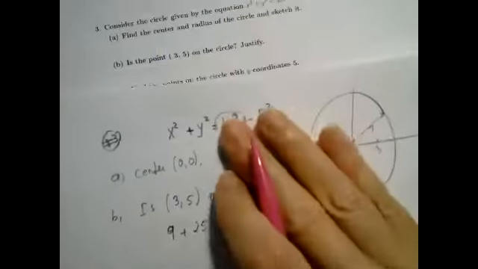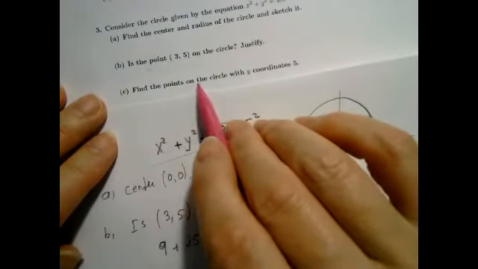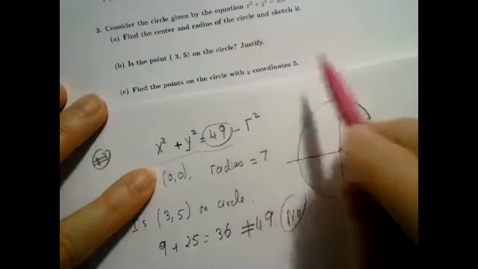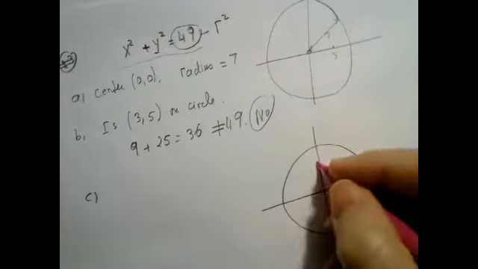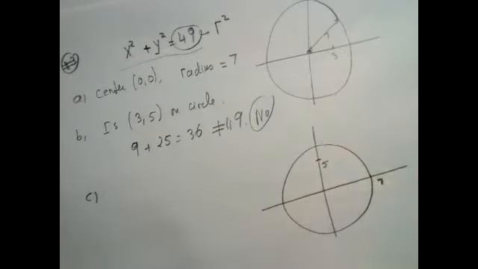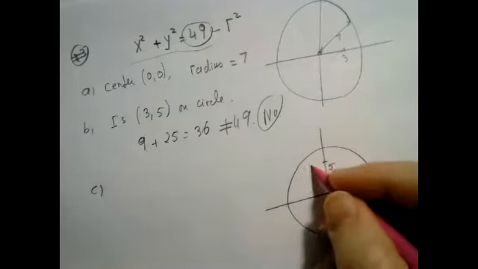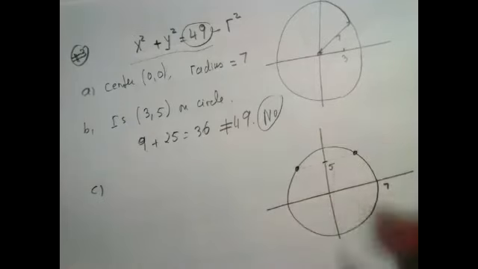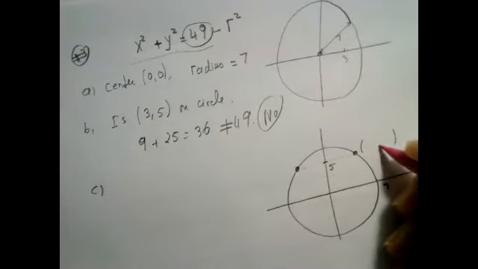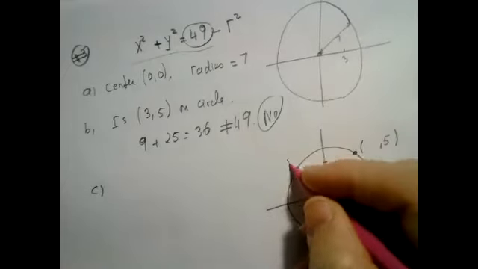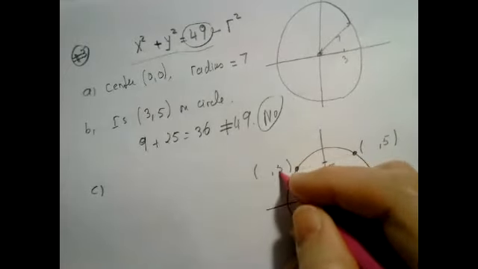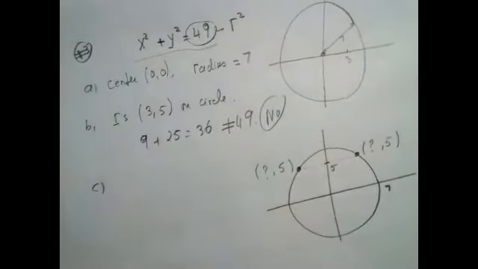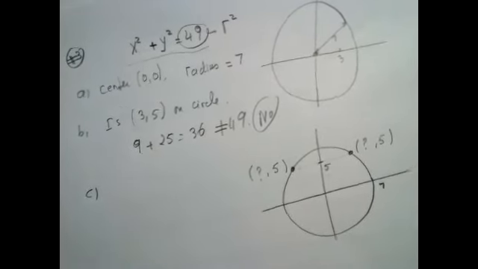And the question is, find the points on the circle where the y coordinate is 5. So this is 5, that's the y coordinate. What I'm asking you is, find the points on the circle where the y coordinate is 5. So there are 2 points on the circle that have y coordinate 5. I want you to find them. It means basically I want you to find the x. How shall I do this problem?